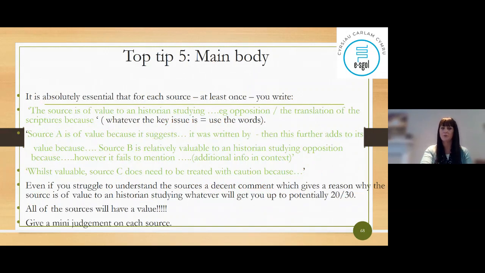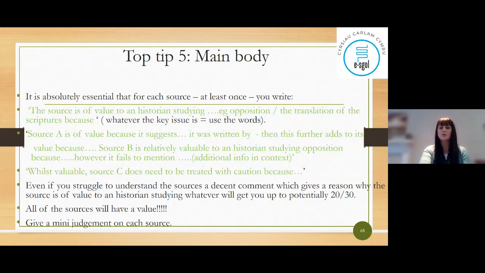Now, with regards to the main body, it's absolutely essential that for each source, at least once, you write: the source is of value to an historian studying whatever it is, whether opposition or the translation of the scriptures or the change in treatment of the Jews, as in what we've looked at today. Source A is of value because it suggests it was written by, then this further adds to its value because. Source B is relatively valuable to an historian studying whatever because. However, it fails to mention, and you can add context in there. Whilst valuable, source C does need to be treated with caution because.